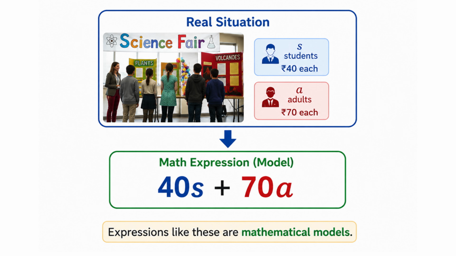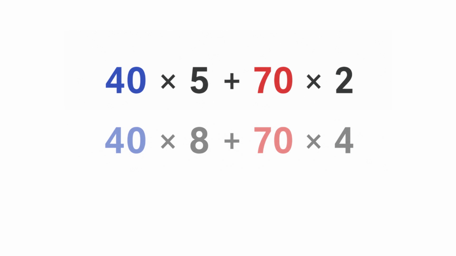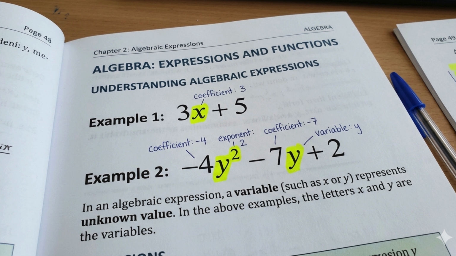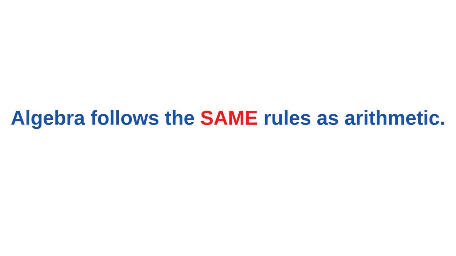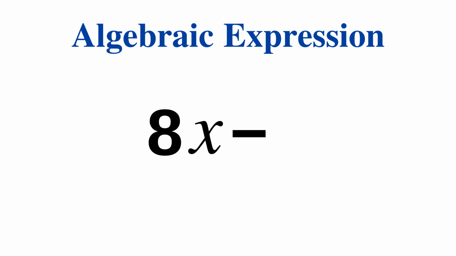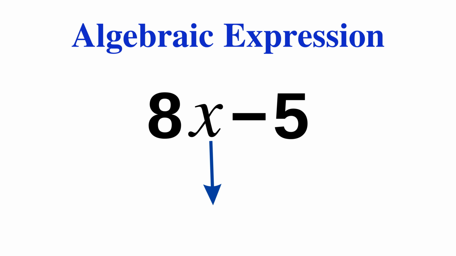Expressions like these are mathematical models. Instead of repeated calculations, we create one rule that describes the entire situation. Even though variables appear in algebra, arithmetic rules remain unchanged. Consider the expression 8x minus 5 when x equals 4.